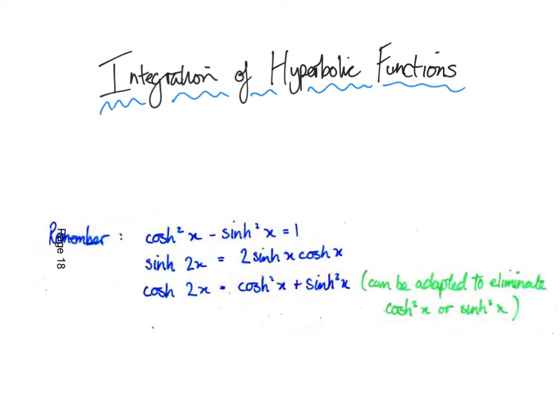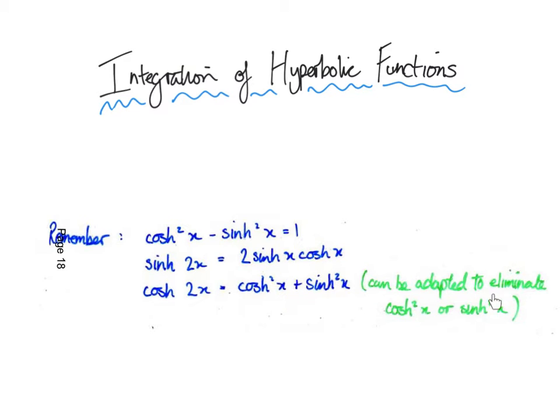So in this wee video, we want to look at the integration of hyperbolic functions. And just before we start, a few wee things just to remind ourselves of identities that we've seen earlier. That cos squared x minus sine squared x is 1. We know that sine 2x is 2 sine x cos x. And we know that cos 2x is cos squared x plus sine squared x.